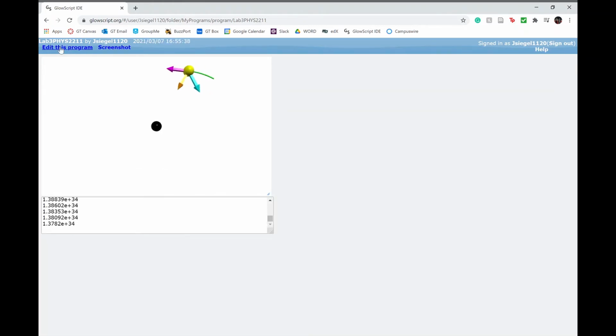As you can see, as the star orbits the black hole, the direction and magnitude of the net force, or orange arrow, FNet parallel, or blue arrow, and FNet perpendicular, or purple arrow, continue to change. It can also be seen that the mass of the black hole changes slightly after each frame.